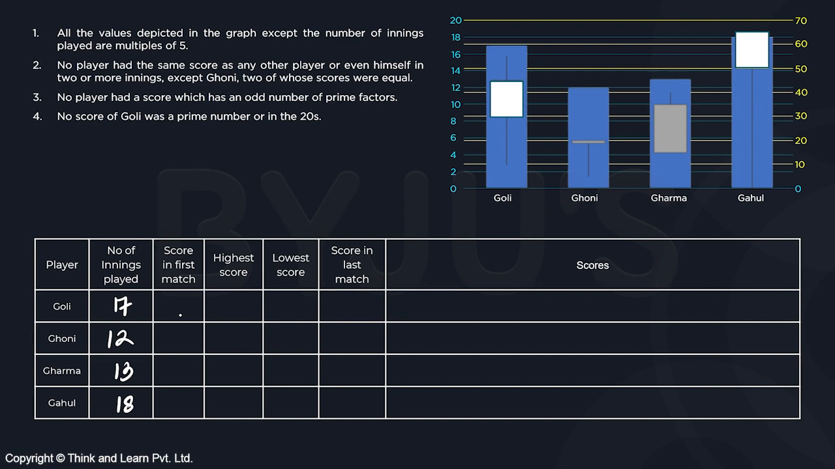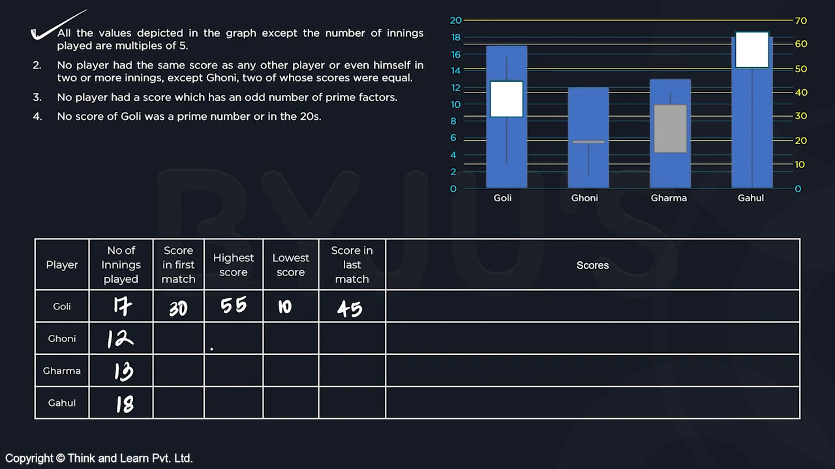Now, score in the first match. Let's look at goalie. Since it's white in color, that means it is the lower score, which is going to be 30. The highest score is the tip of the line at the top, which is between 50 and 60, so 55. The lowest score is the tip of the line at the bottom, which is exactly 10. And the score in the last match is the upper bar, which is between 40 and 50, which will be 45, because we have the numbers in multiples of 5. It's already given.